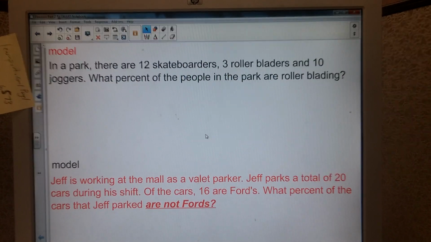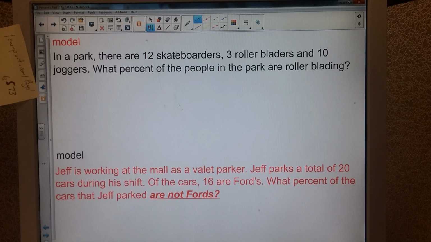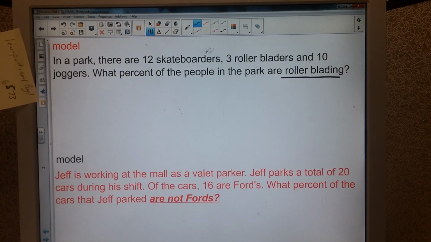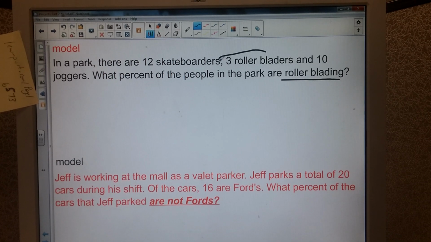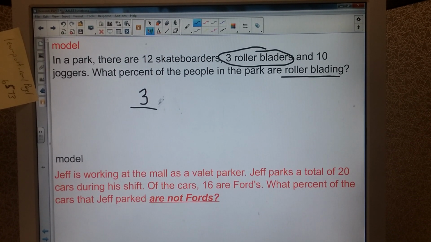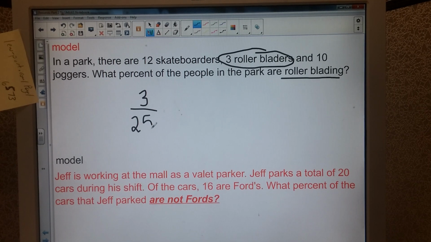Okay, first one. In a park, there are 12 skateboarders, 3 rollerbladers, and 10 joggers. What percent of the people in the park are rollerblading? Well, when I go to my problem, I see that there are 3 rollerbladers. That's important. And in this park, there's 12 skateboarders, 3 rollerbladers, and 10 joggers. So there's a total of 25 people in that park.